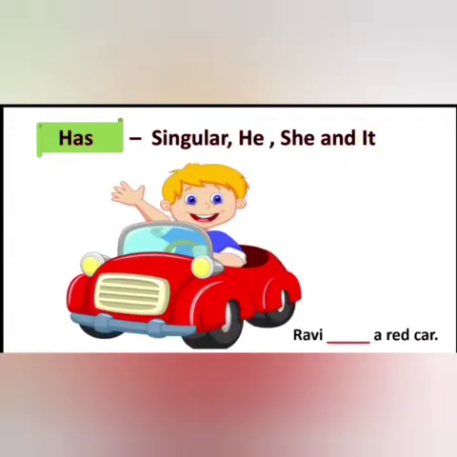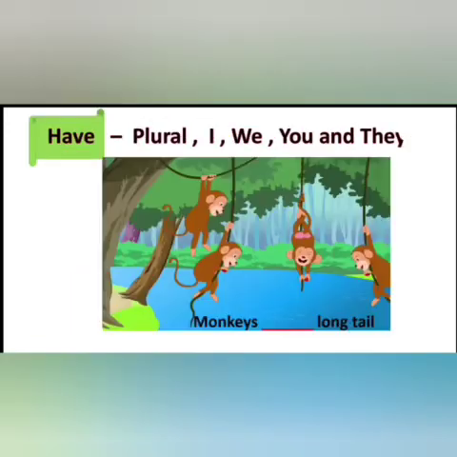Next one. Ravi dash a red car. So Ravi is a singular noun, and with Ravi we will use has. So Ravi has a red car. Now let's focus on the uses of have. So first example is monkeys dash long tail. So monkeys are plural. Many monkeys, right? So with plural we will use have. So monkeys have long tail.